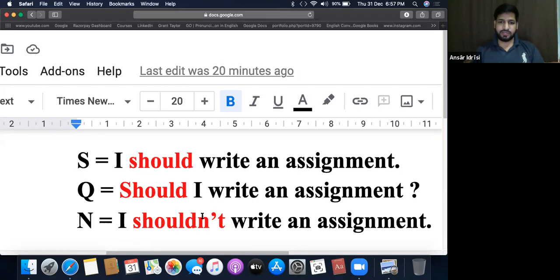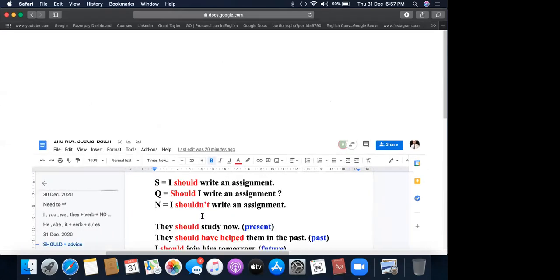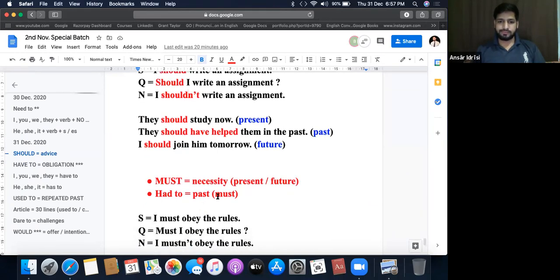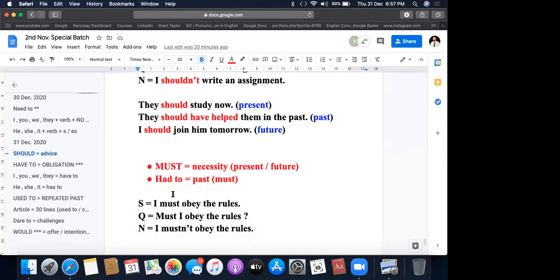Yes. Continue. They should support him. Should they support him? They shouldn't support him. You should have seen the picture. Should you have seen the picture? You shouldn't have seen the picture.